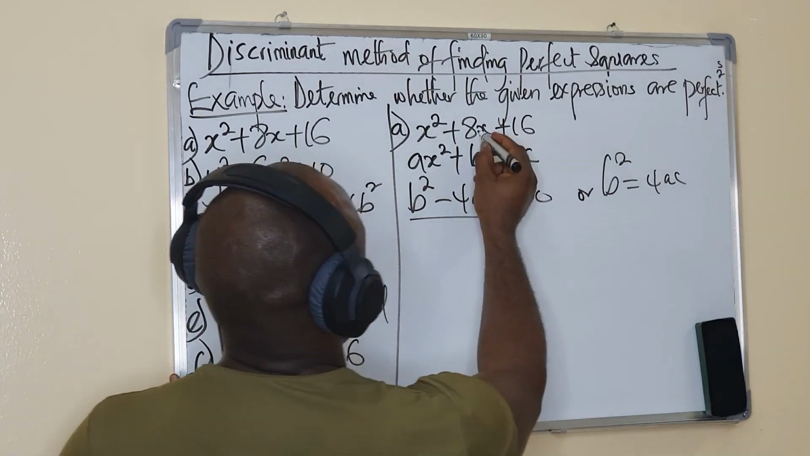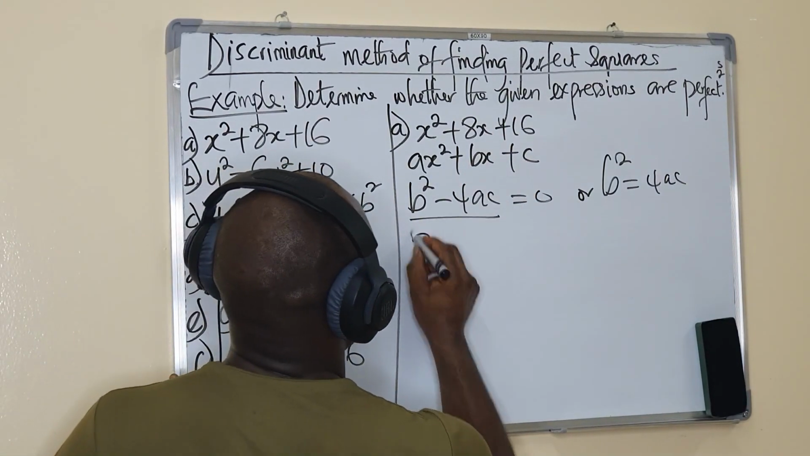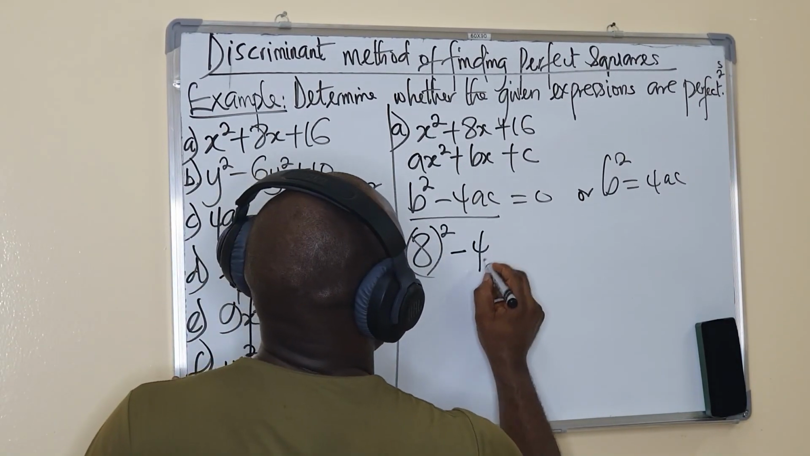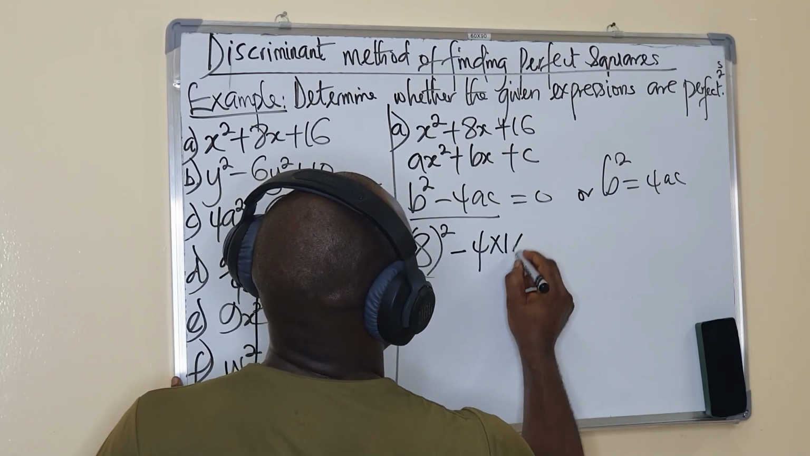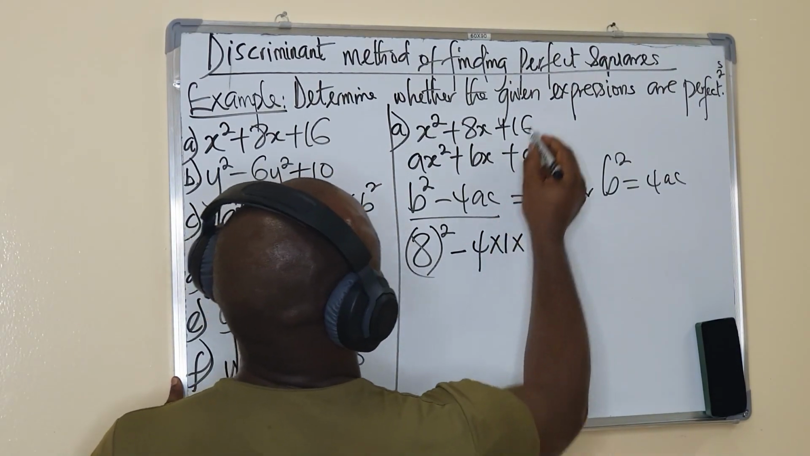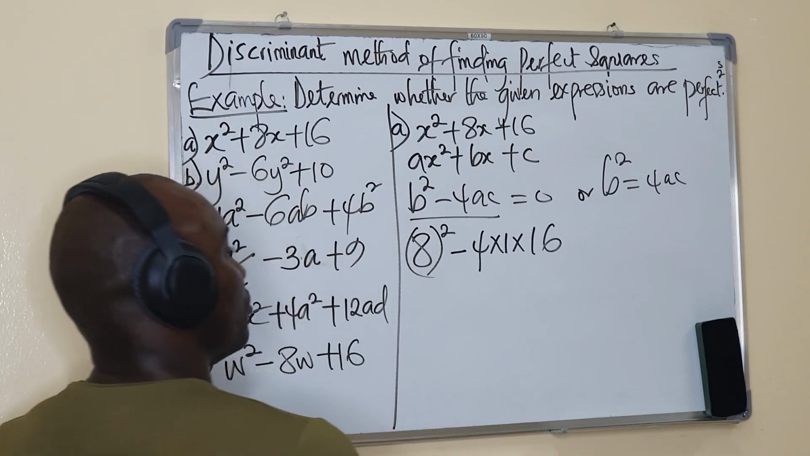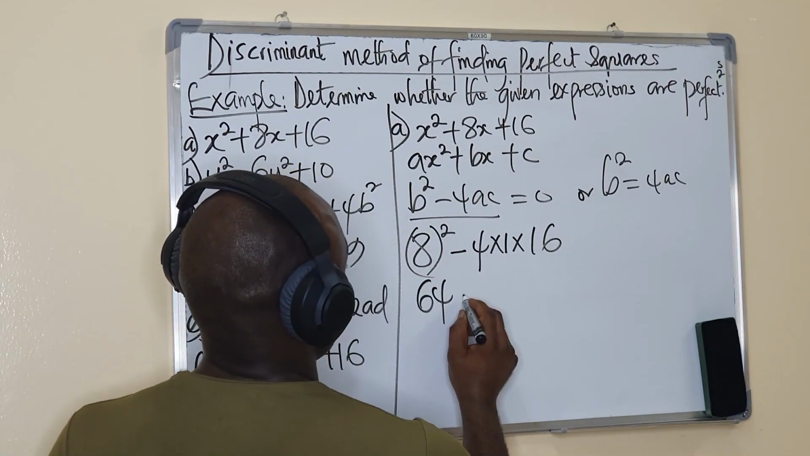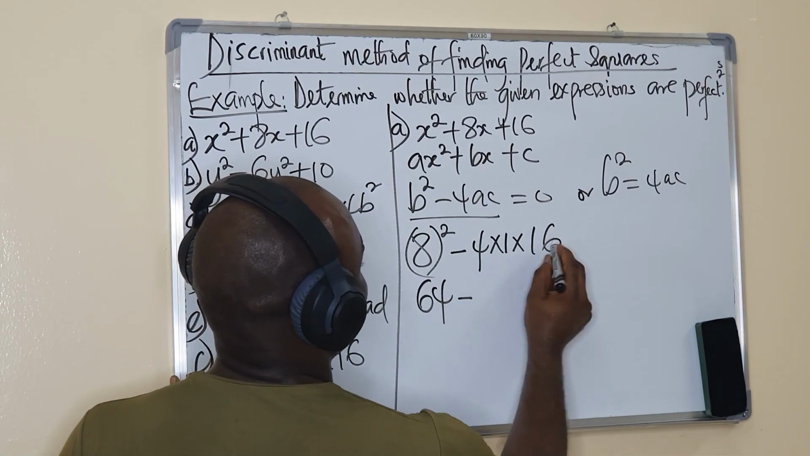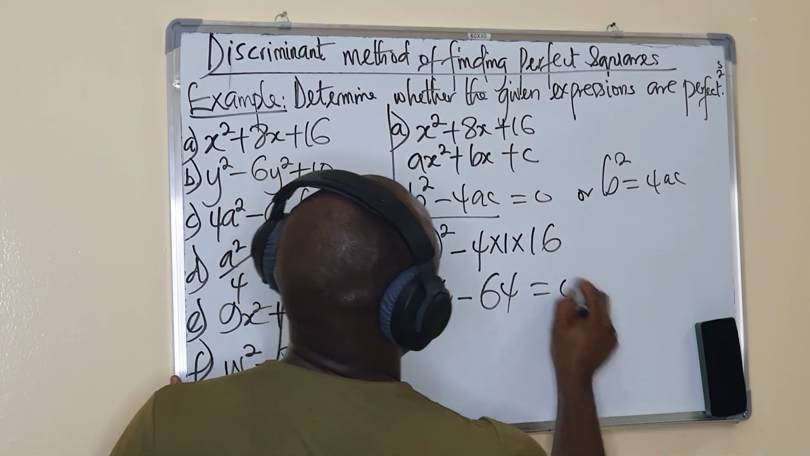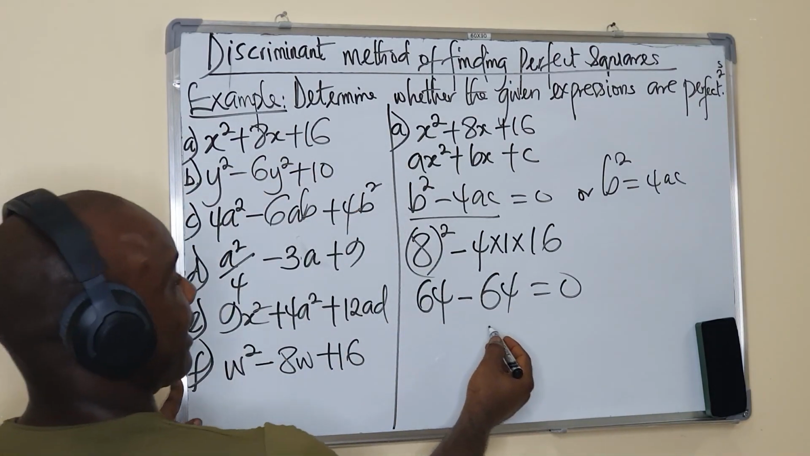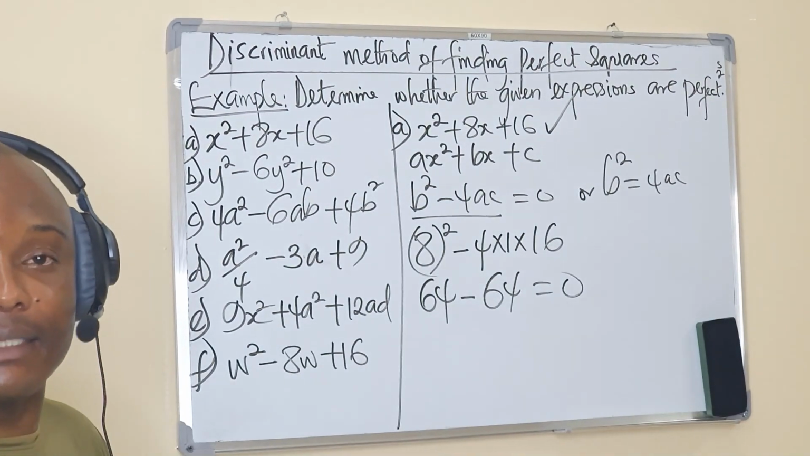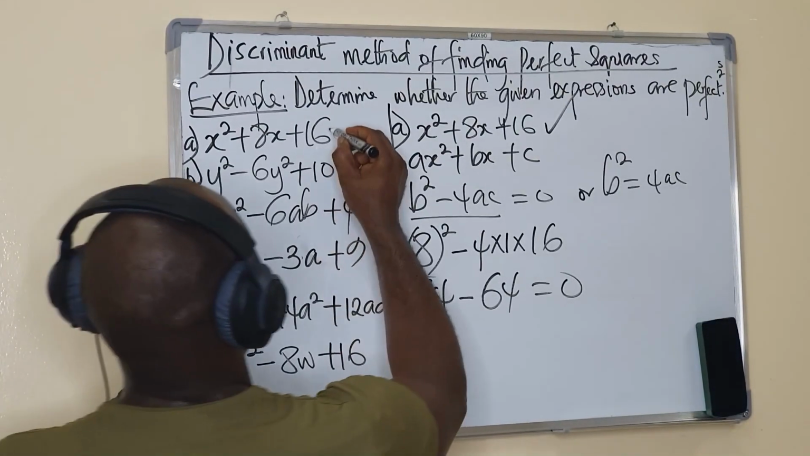Let's check this out. b in our example up here is 8, so b squared is 8 squared, minus 4 times our a is 1 times our c is 16. Let's see, will this give us 0? Let's test it out. 8 squared is 64, minus 4 times 1 is 4, 4 times 16 is 64 also. So this gives us 0. When that is the case, it simply means that the expression is a perfect square. It's as easy as that. It doesn't waste time. So we go to number 2.